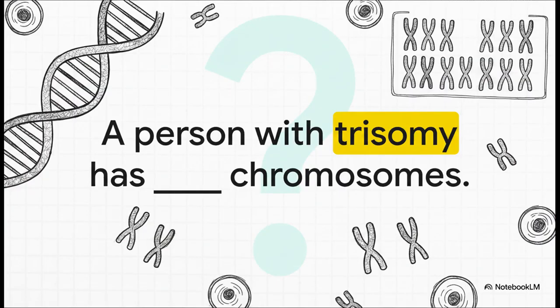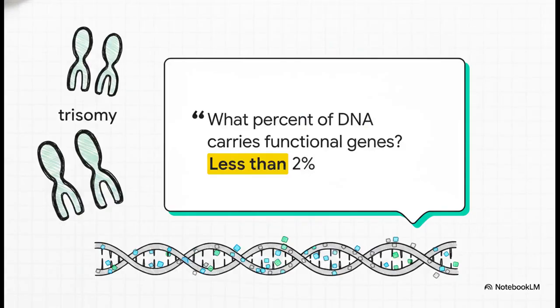For our final pop quiz, let's look at genetics. A person with trisomy has how many chromosomes? 47, 46, 45, or 48? The correct answer is 47, and this brilliantly illustrates our final concept.